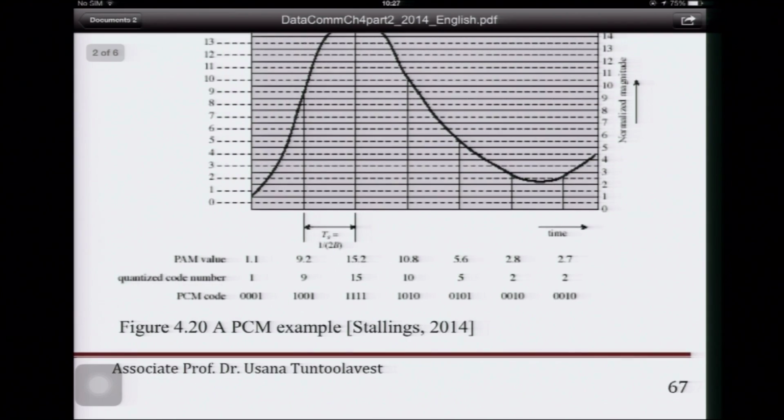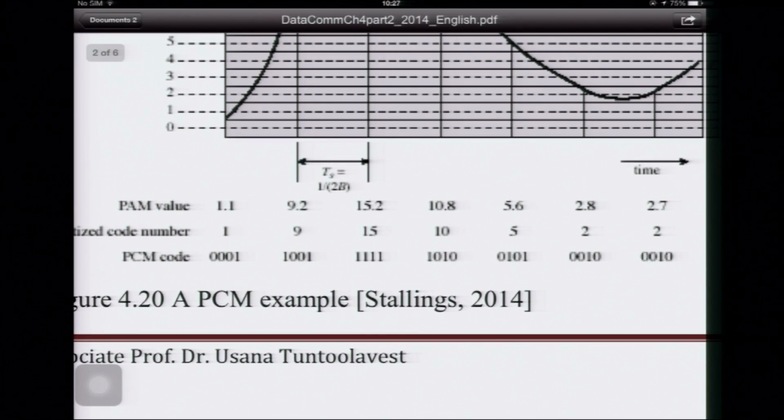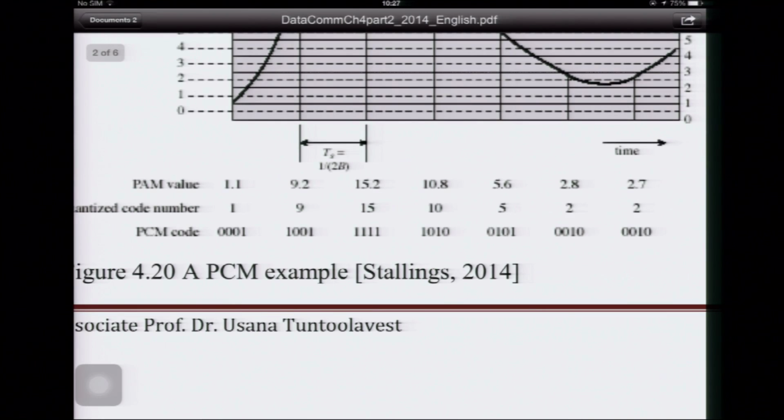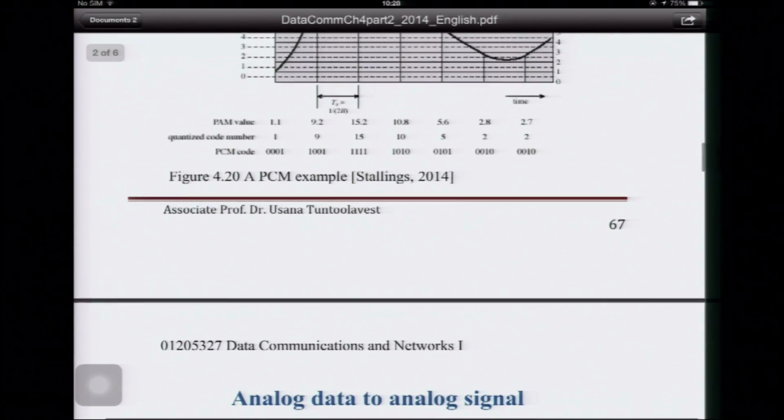And then after you have the code number, you will get the PCM code, where each code number is represented by 4 bits in this case. So 1 is 0001, 9 is 1001, 15 is 1111, something like that. So you get that PCM code and then you can send it. You can do digital modulation later. If you send through fiber optic, you may use ASK or OOK. If you want to send through the air, you may have to use FSK or PSK after this. So this is already the digital data.